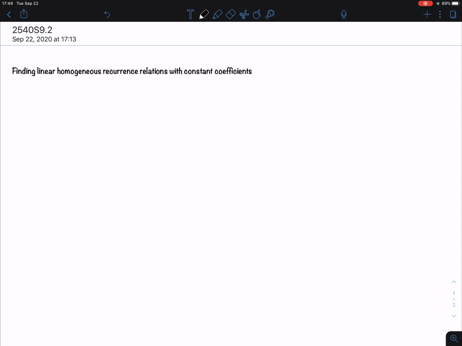It's basically turning things a bit around. If you look at the title here, finding linear homogeneous recurrence relations with constant coefficients. The rest of the title is all about the thing that we've been studying in the other lecture. But now we're not trying to solve them, we're trying to find them. Now, before I go there, let me just again quickly remind you how we solved them.